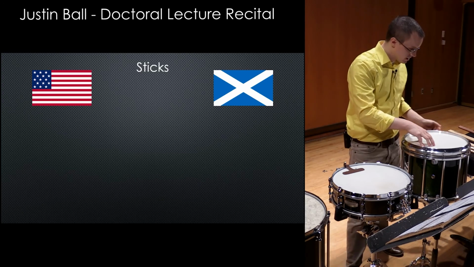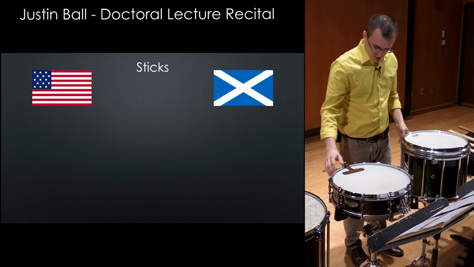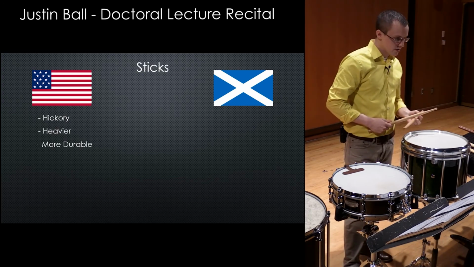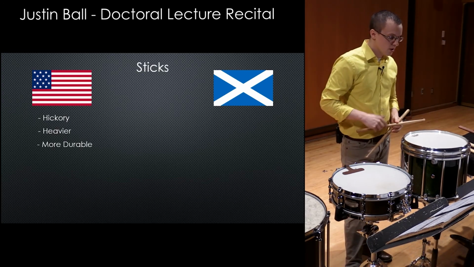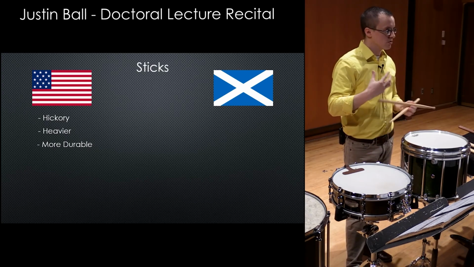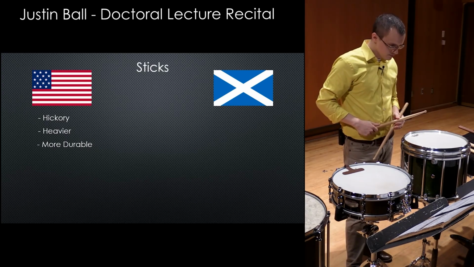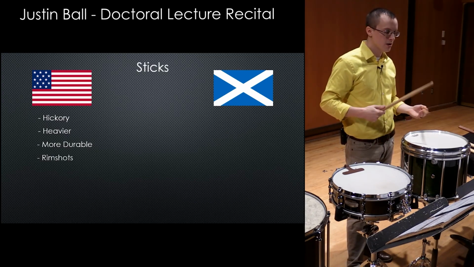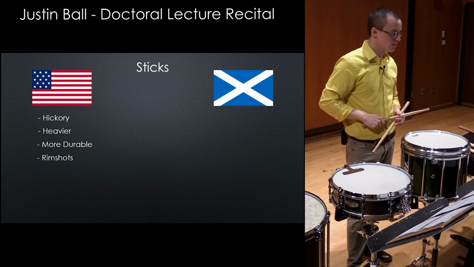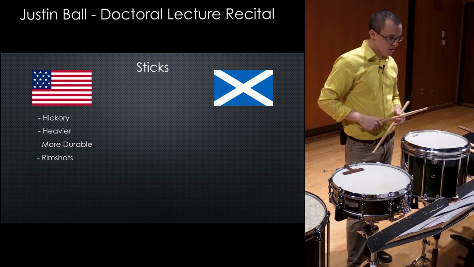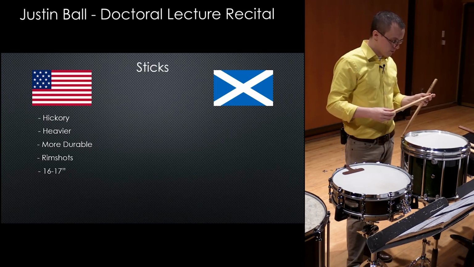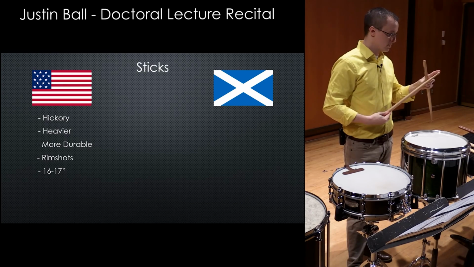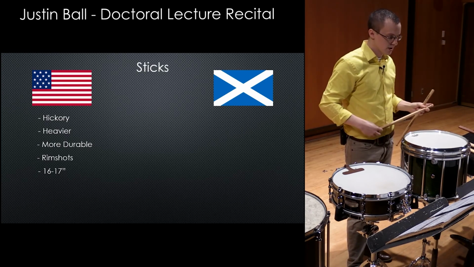You may have also noticed the difference in the sticks I'm using. American rudimental drumsticks are made from hickory, which is much heavier, more durable wood. The weight allows for more sound production with less work from the performer, and its durable qualities protect the stick from rim shots, which are very common in modern American rudimental drum solos and ensembles. American drumsticks typically range from 16 to 17 inches in length, with slight variations from one model to the next on the amount of taper on the stick.